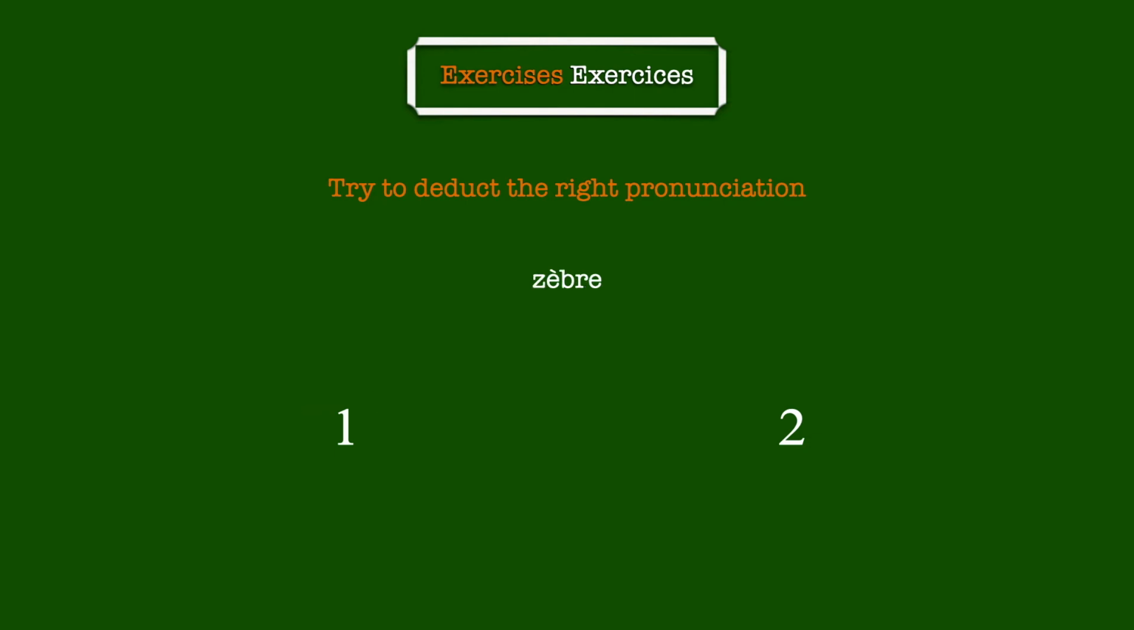Zèbre. The second one is the correct one, because it has the sound of a grave accent for the first E letter, and the second one doesn't have an accent. We don't pronounce it, but I will make a dedicated video about the unspoken E letter.